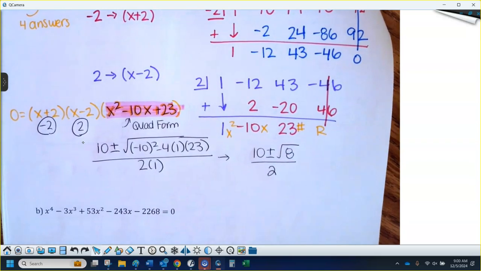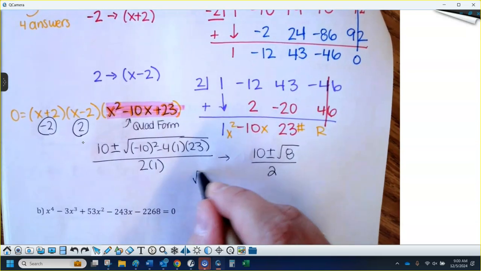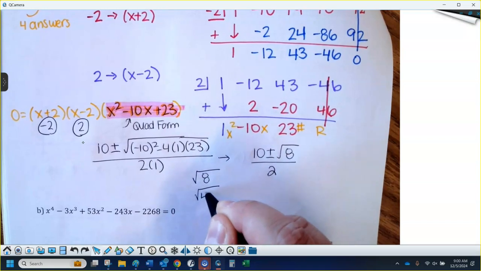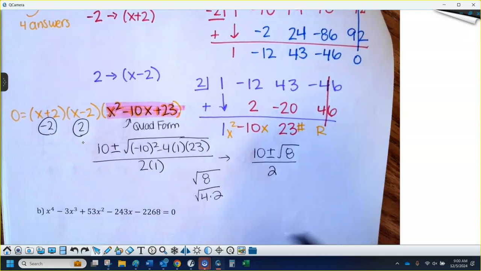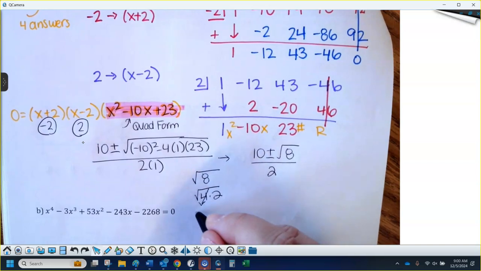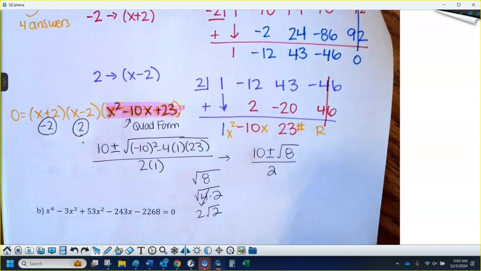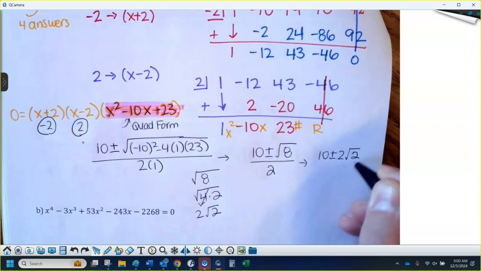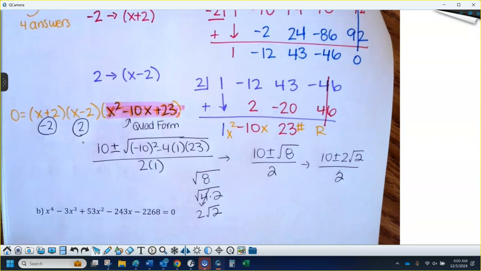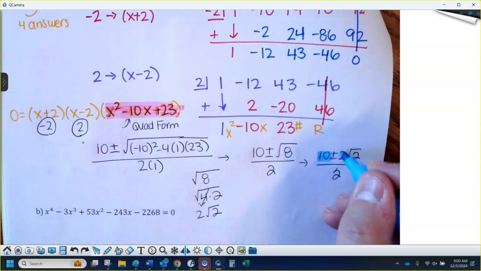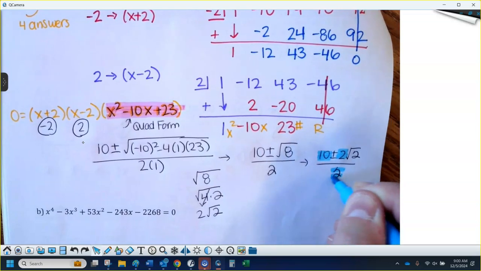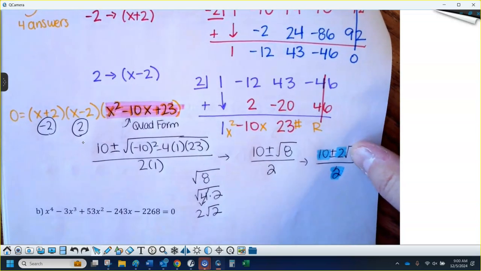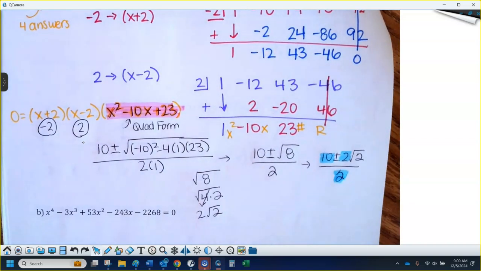Now, 8 does break down under a square root. Biggest perfect square that goes into 8 is 4. So I would just think about that as 4 times 2. The square root of 4 is 2, and then radical 2 there. So this would be 10 plus or minus 2 roots of 2, everybody over 2. And then if you can, it has to be all 3 of these. Don't touch the radical, it's not involved. 10, 2, and 2, all divisible by 2, yes? So you can actually divide that.